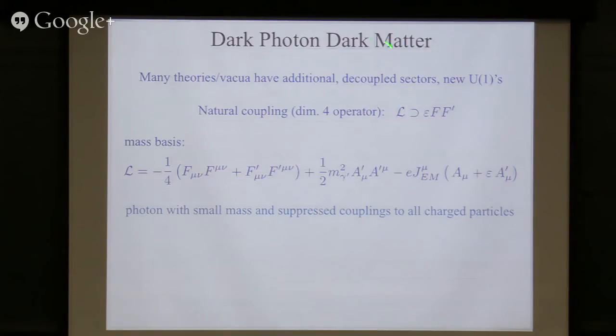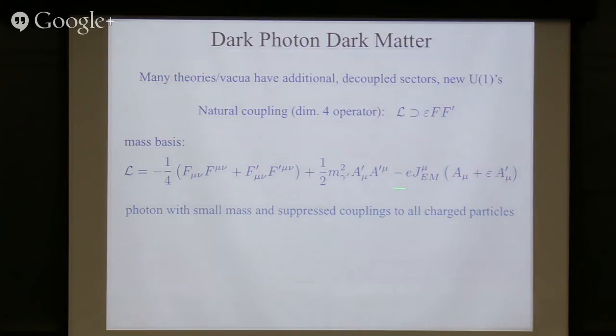It's very reasonable that if these particles exist, they couple to operators of this form, F F prime. This is a dimension 4 operator, so no matter where the new physics exists, it will always have some effect like this at low energies. If you write down the Lagrangian, this is what it looks like. It's a lot like a regular photon, so F here is a normal photon, F prime is a dark photon, except it's got a mass.